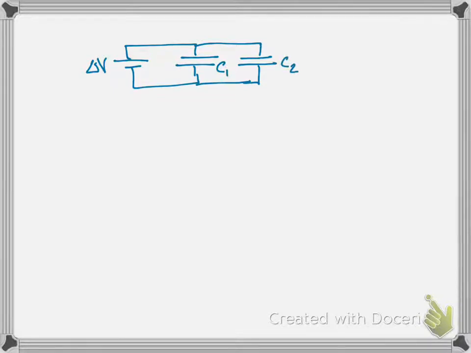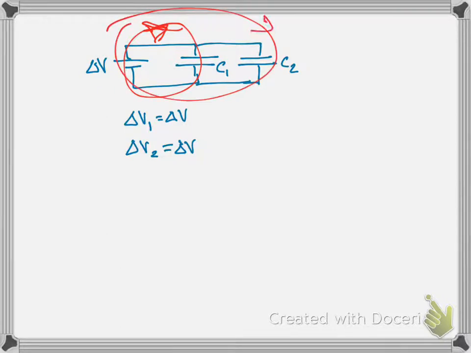First of all, what is the voltage across each? What is delta V1 and delta V2? Well, because they're in parallel, we know that the voltages are the same. So delta V1 is equal to delta V, and delta V2 is equal to delta V. The voltages must be the same because, again, it's Kirchhoff's loop rule. You go around any one loop. If I follow this loop, the voltage gain from the battery is equal to the voltage taken by the capacitor. So delta V must equal delta V1. Or we can go around this loop and see that delta V must equal delta V2.